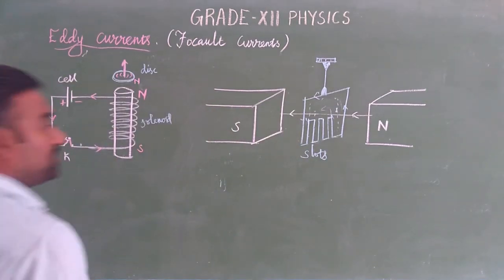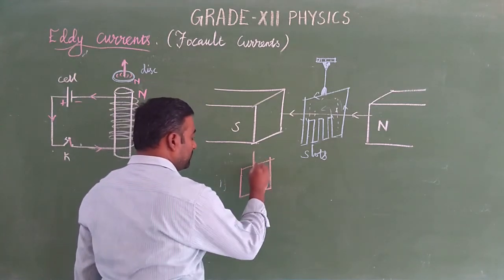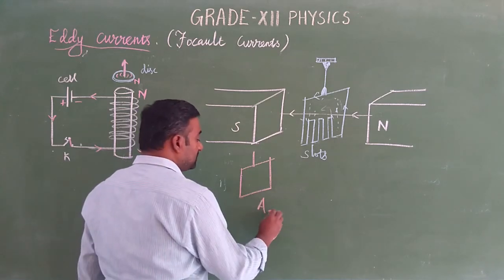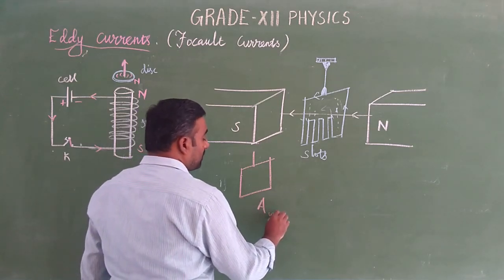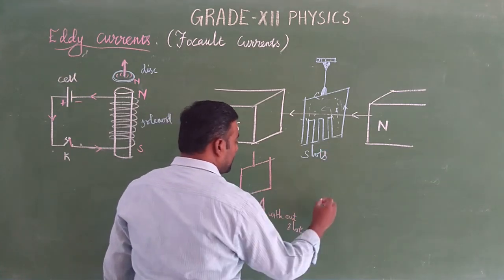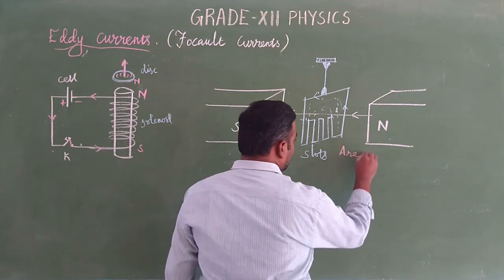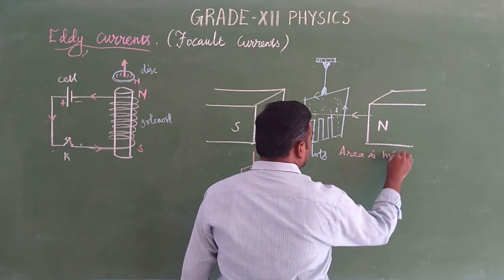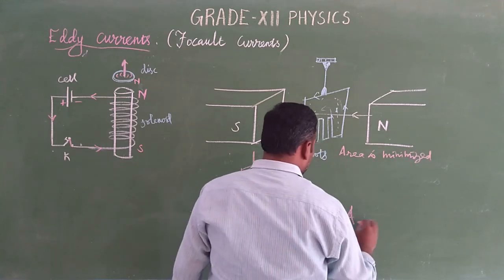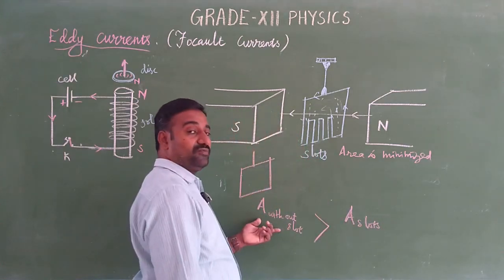One more thing I forgot to say. In the previous case without slots, what happens, the area is high. This is the area without slot, but in this case the area is less. Here the area is minimized. So the area with the slot is less compared to the area without slots.